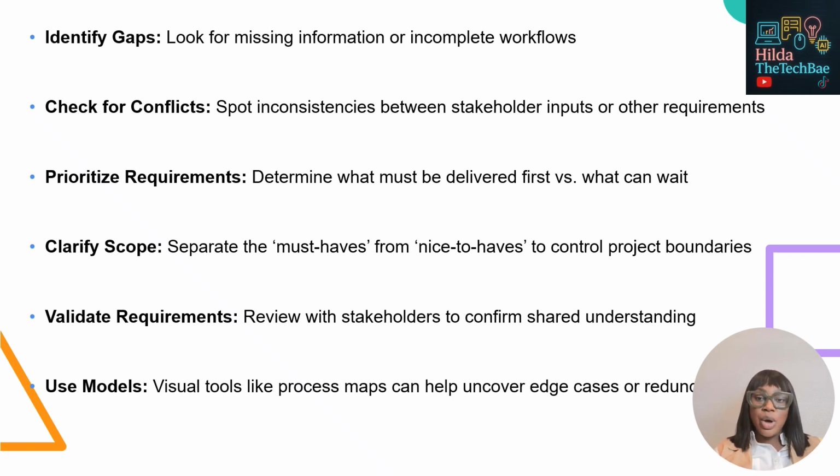Then you have to clarify scope. Most projects fail when they try to do everything at the same time. So we make sure that we are focused on what is needed for now and what can be tackled for later. Next you have to validate everything with stakeholders, usually in a meeting or through documentation walkthroughs. Finally, using models like diagrams or charts gives us another way to spot gaps or overlaps visually. Models simplify complex information and make sure nothing gets lost in translation. This careful analysis is what will turn a list of ideas into a strong foundation for design, development, and for testing.